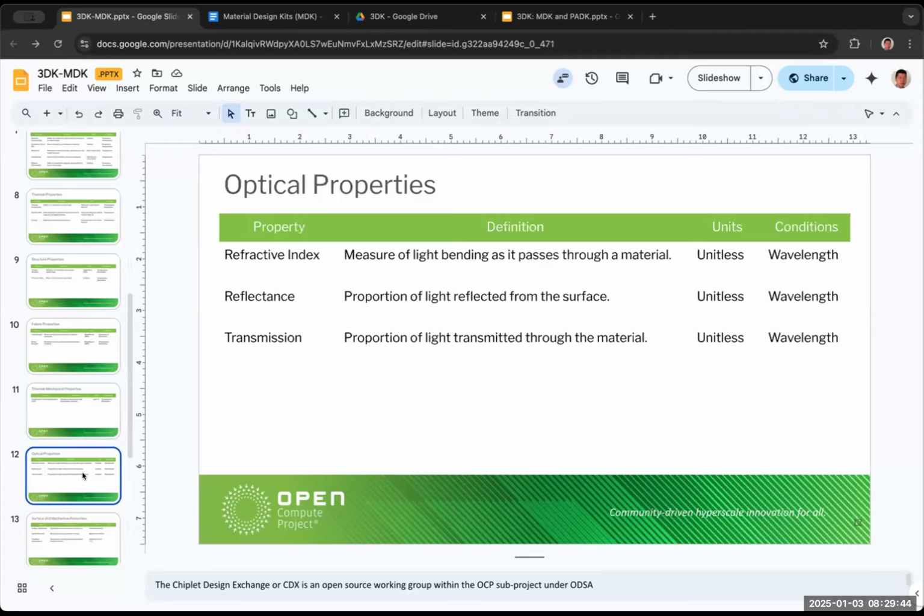As mentioned earlier, the optical properties. We're trying to introduce them here, because I think optical is becoming more and more common. That's going to be added here. One is the refractive index, which measures how the light bends. All of this depends on the wavelength. The other one is reflectance, the proportion of the light reflected from the surface, which has something to do with the angle as well. And then there's transmission, the proportion of the light transmitted through the material.